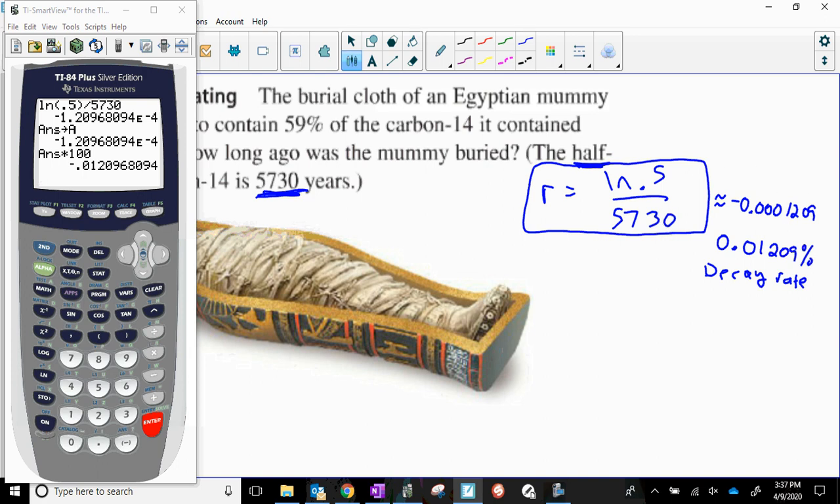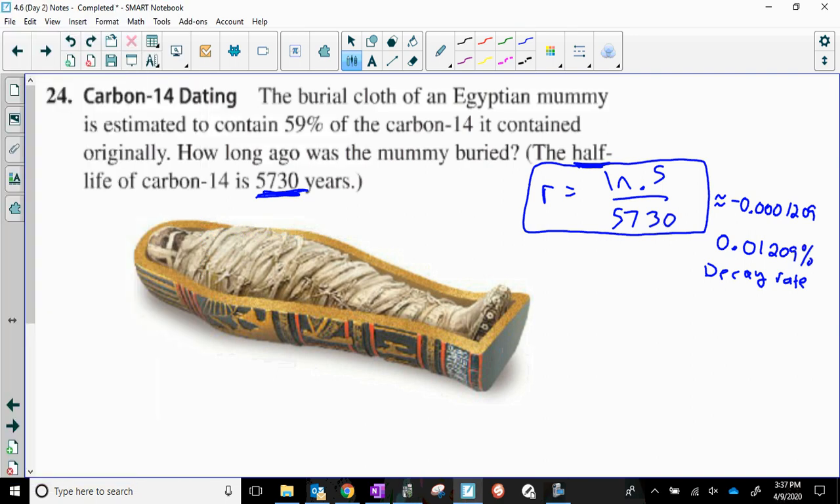Normally on a quiz and a test, this is part A of the problem. What's the rate of decay? Okay. All right, so let me put that number back up there for our rate of decay so we can see it. Now I'm going to go answer the real question. How long ago was this mummy buried?